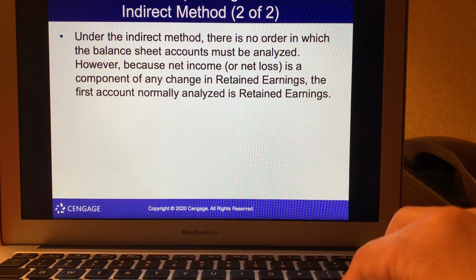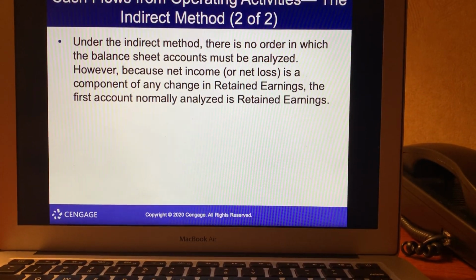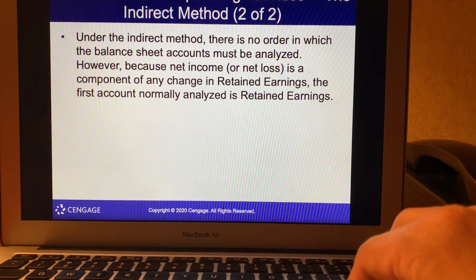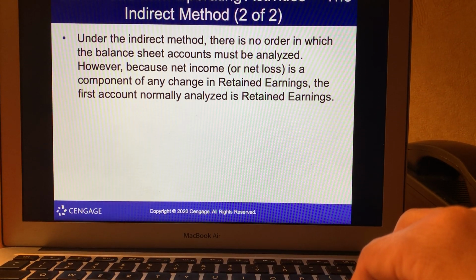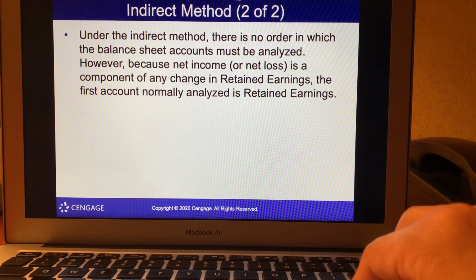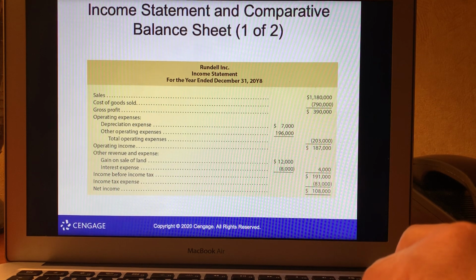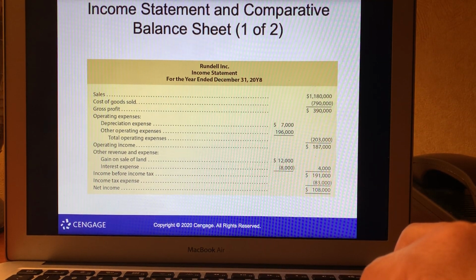Under the indirect method, there is no order in which the balance sheet accounts must be analyzed. However, because net income or net loss is a component of any change in retained earnings, the first account normally analyzed is retained earnings. So income statement and comparative balance sheet, okay?